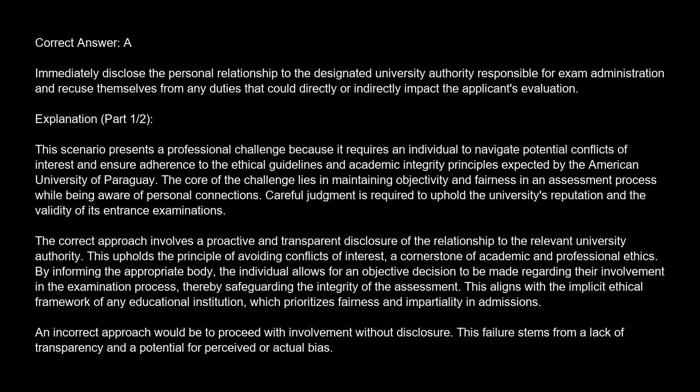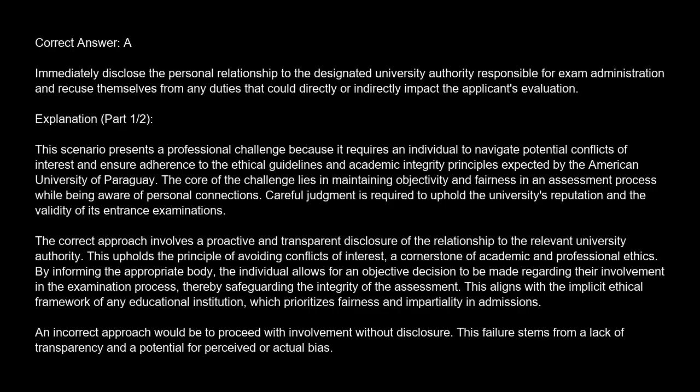The correct answer is A. Immediately disclose the personal relationship to the designated university authority responsible for exam administration and recuse themselves from any duties that could directly or indirectly impact the applicant's evaluation. Explanation. This scenario presents a professional challenge because it requires an individual to navigate potential conflicts of interest and ensure adherence to the ethical guidelines and academic integrity principles expected by the American University of Paraguay. The core of the challenge lies in maintaining objectivity and fairness in an assessment process while being aware of personal connections. Careful judgment is required to uphold the university's reputation and the validity of its entrance examinations.